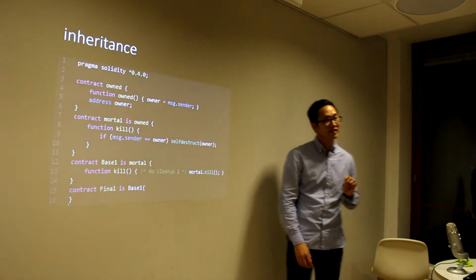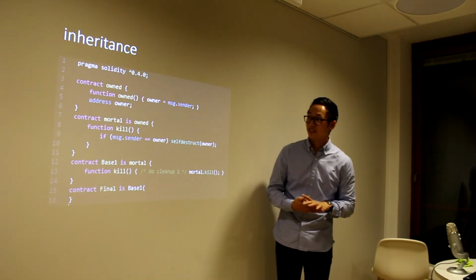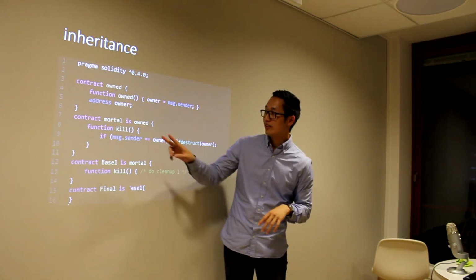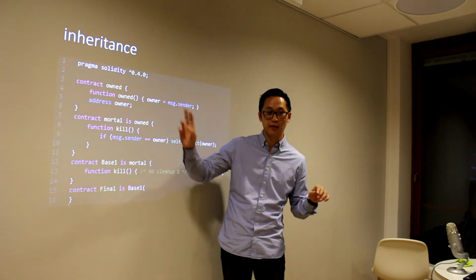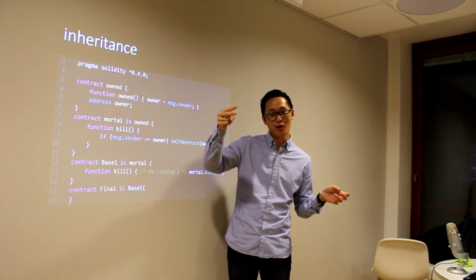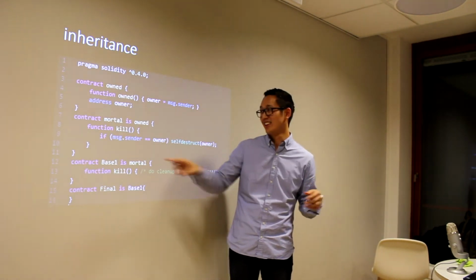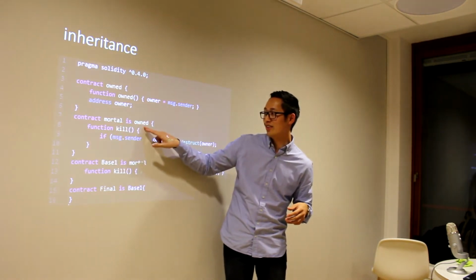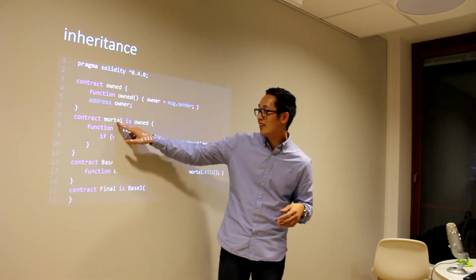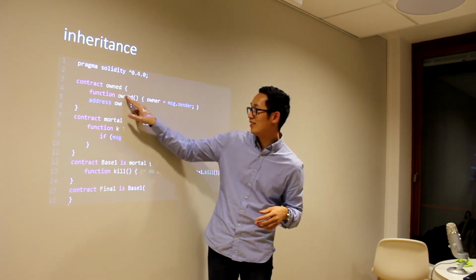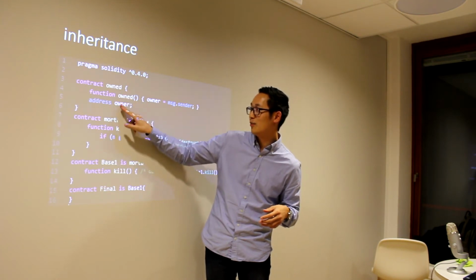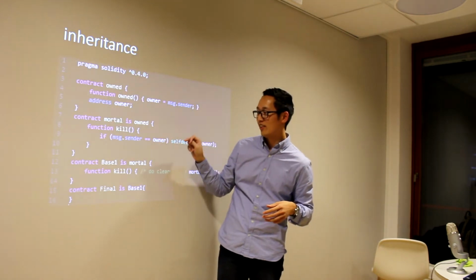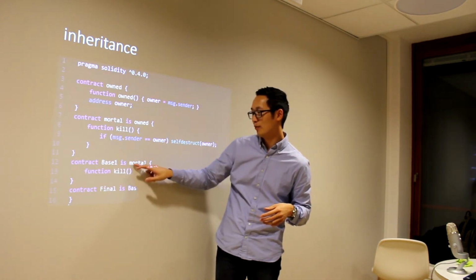And inheritance, in normal programming, we have inheritance. In Java we write extends, and in C# you write colon. But in Solidity you write is. Mortal is owned, so that means Mortal has access to this function here and the variable here, because this one is the owned contract, and base 1 here is from Mortal.